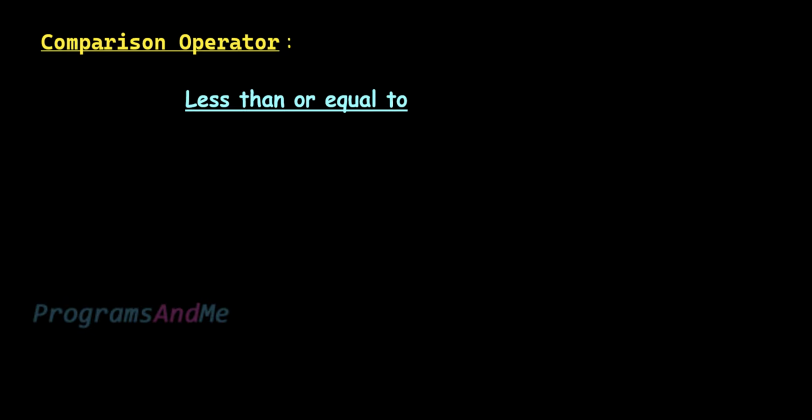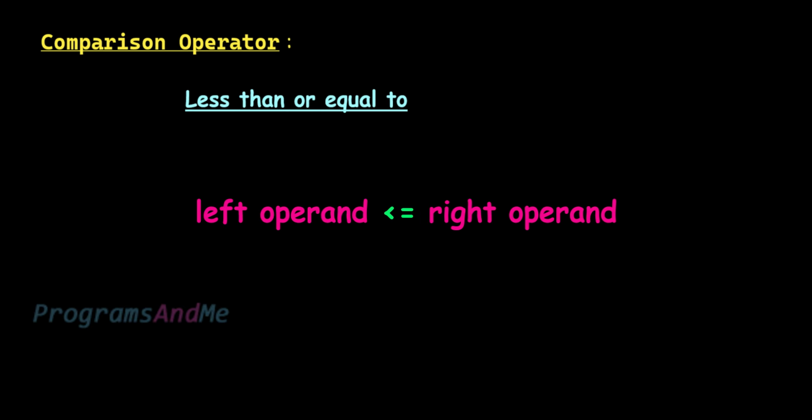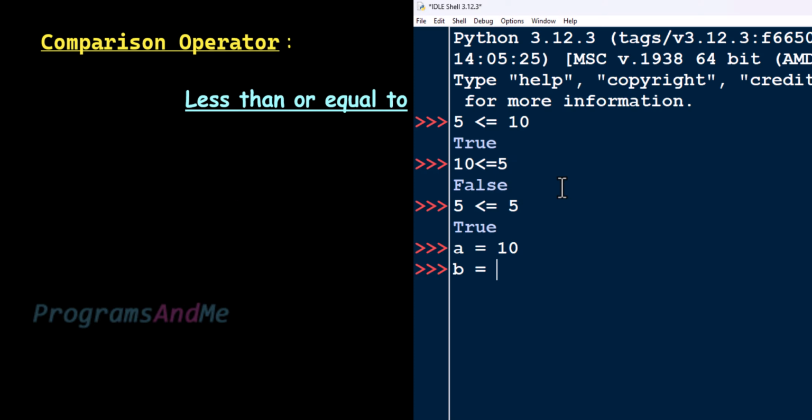The next comparison operator is less than or equal to. The symbol is this, and the syntax is left operand less than or equal to right operand. If the left operand is less than the right operand, or if the left operand is equal to the right operand, then we'll get true as the result. If the left operand is greater than the right operand, then we'll get the result as false. Here we can see a few examples. Here if I write 5 is less than or equal to 5, we'll get true.